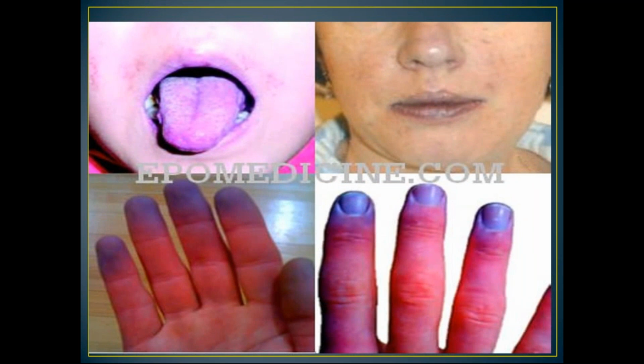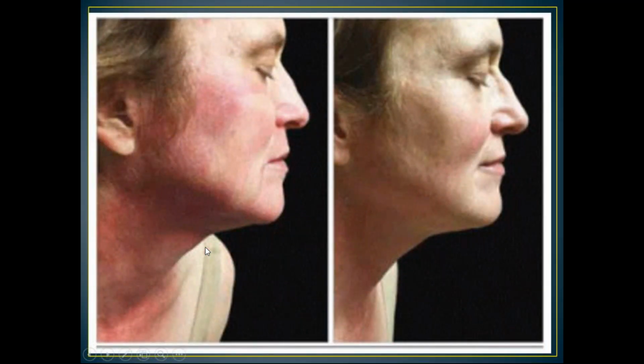Next, this is what cyanosis is going to look like. So we can see that on the finger beds. We can see that around the lips. Again, this is a sign of a lack of oxygenation. So these patients are going to need some type of oxygen therapy in order to start getting a higher level of oxygen content inside that system.